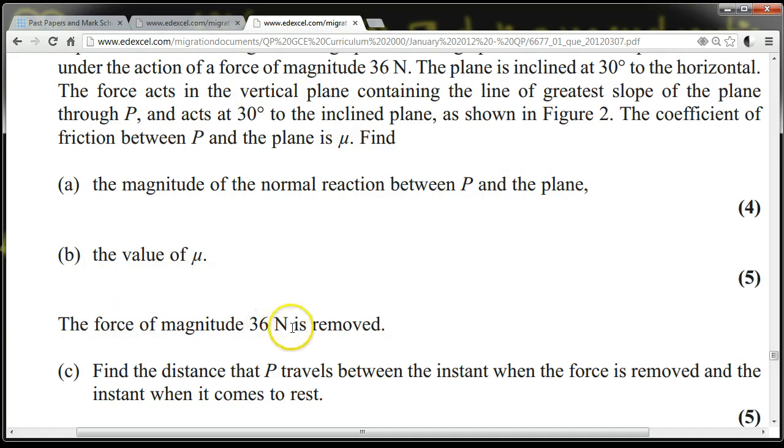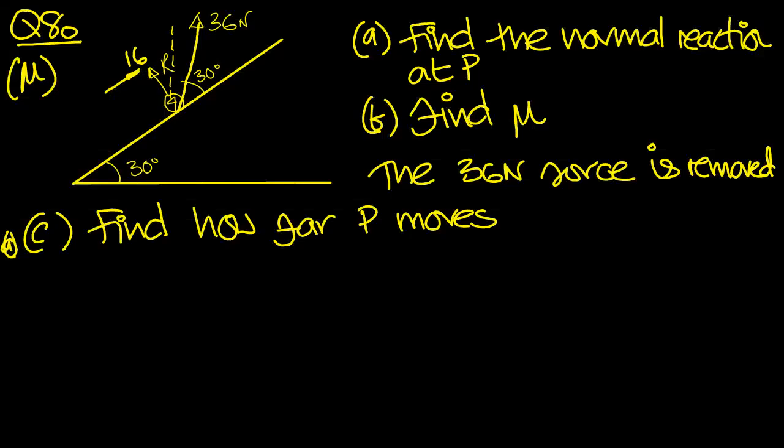The force of magnitude 36 newtons is removed. Find the distance that P travels between the instant when the force is removed and the instant when it comes to rest. Okay, this is the situation we've got here then, and I've summarized it all here.